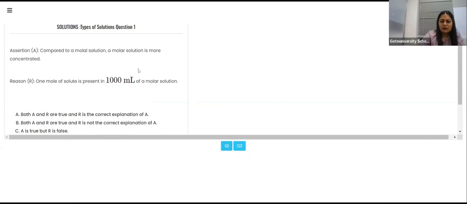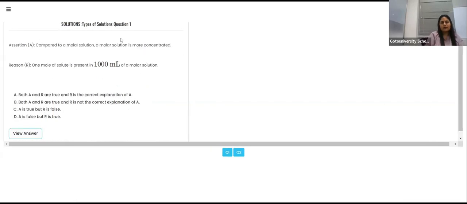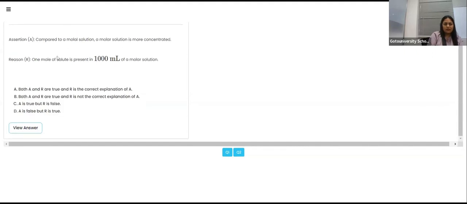This question is of assertion and reasoning. Let us quickly solve this question. We have done the numericals for all of them. Let's do the assertion reasoning question. The assertion is given as: compared to a molar solution, a molar solution is more concentrated, right? And the reason is why it is more concentrated: that 1 mole of solute is present in 1000 ml of solution. Is this assertion correct?